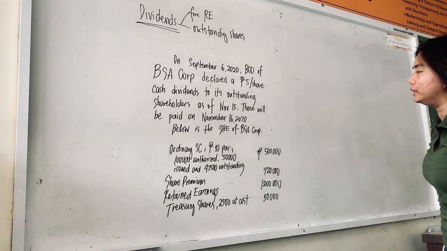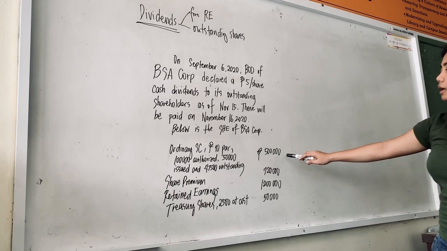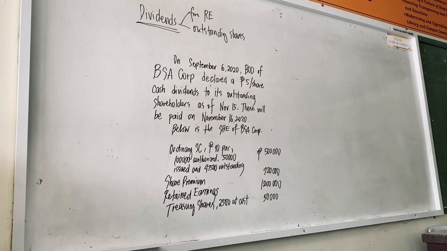Announced on September 6, 2020, the Board of Directors of BSE Corporation declared a 5 peso per share cash dividend to outstanding shareholders as of November 15. This will be paid on November 16, 2020. So below is the shareholders equity of BSE Corporation. Its ordinary share capital of 10 peso par is composed of 100,000 authorized shares, 50,000 of which are issued and 47,500 are outstanding. So that is a share capital of 500,000. Share premium is 720,000 and the retained earnings is 1.2 million, while the treasury shares is 2,500 shares at cost. Right? Nakikita ng iba?